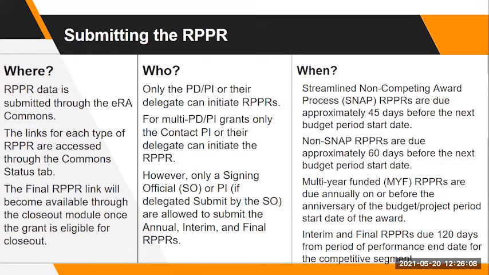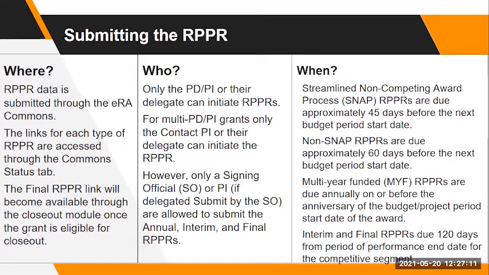Then who submits the RPPR? Only the PI can submit the RPPR, or they can delegate someone, for instance, an administrator of the grant, to initiate the RPPR. In case it's a multiple PD/PI grant, then only the contact PI can submit it. For instance, if you have a grant in Uganda as well as the US, the contact PI is the only one who can initiate the RPPR. The sub-grantees will only submit reporting information to the contact PI. However, it is only the signing official, or a PI who has been delegated by the signing official, who is allowed to submit the RPPR. We'll see that when we get into the eRA Commons.